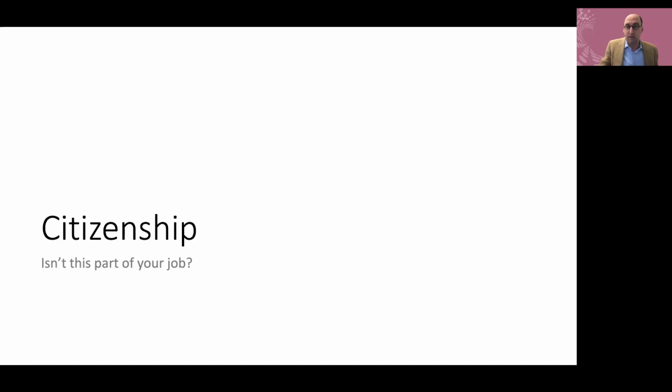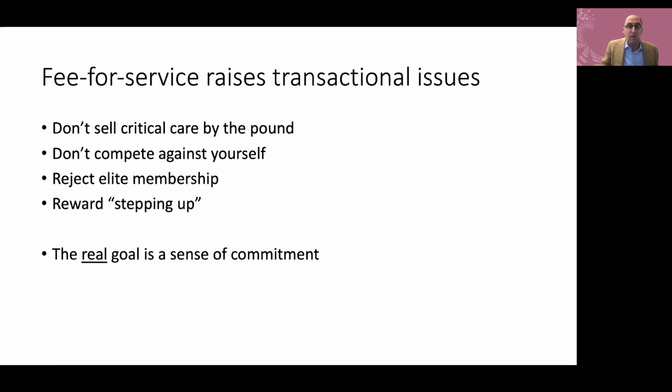That brings us to the topic of citizenship. You want your providers in the ICU to have a vocation. They want to be there dedicated to taking care of the work. And what that means is you don't want to make this just a transactional issue. Fee for service very much is transactional. We'd rather that our providers and our professionals see the ICU patient as their problem, their ownership, and they dedicate themselves to taking care of it.